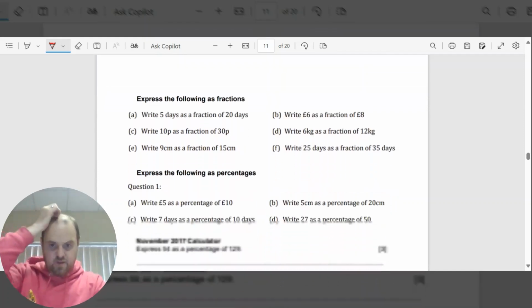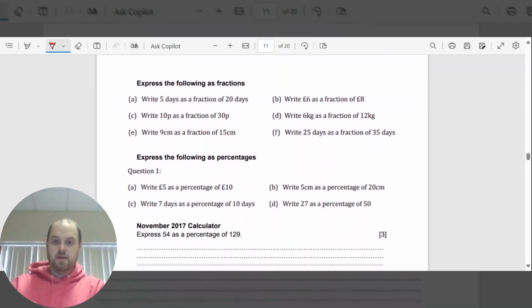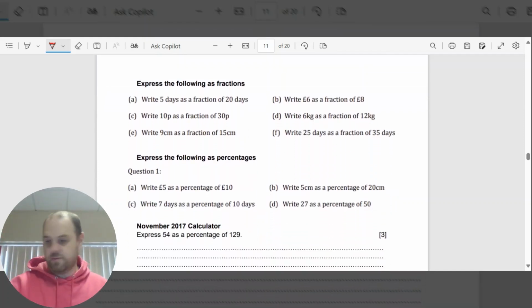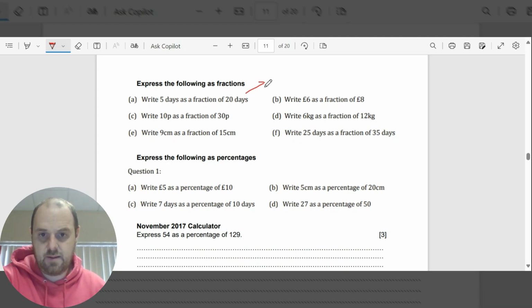Expressing things as fractions, expressing things as percentages, right? Without a calculator, I'll show you both. So, what is 5 days as a fraction? Look, it's 5/20. However, if it wanted it as a percentage, we'd need the bottom number to be 100.